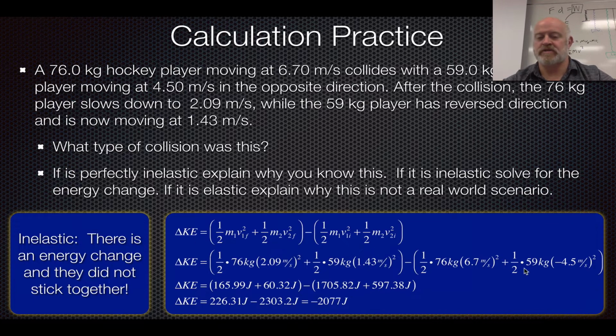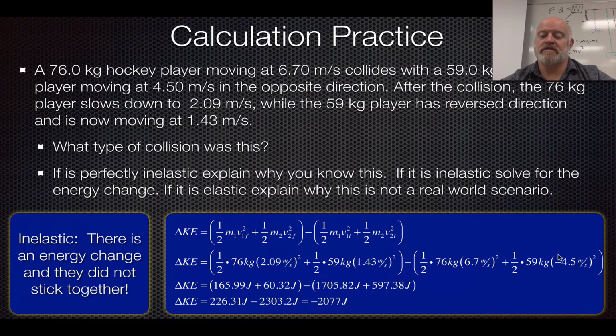Now we plug all of our numbers in. Okay. So I made hockey player 1 the 76. So he was moving at 2.09 meters per second at the end. Hockey player 2 that was 59 kilograms was moving at 1.43 at the end. They were moving the same direction at the end, so they had the same sign here. Minus the original, it was 6.7 squared. This hockey player was moving the opposite direction, which is 4.5 meters per second squared, okay?